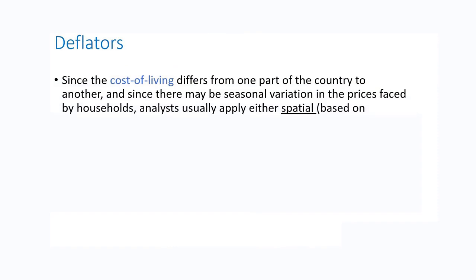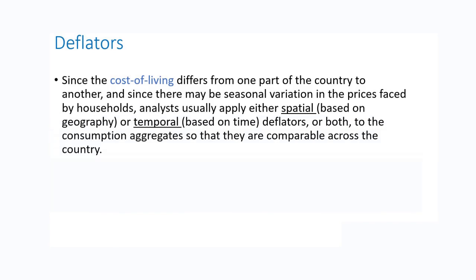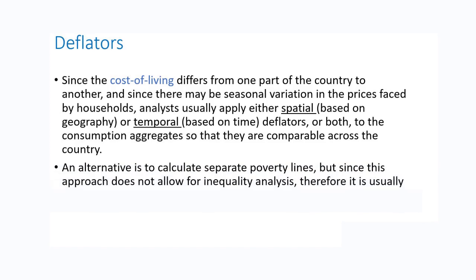Deflators. Since the cost of living differs from one part of the country to another, and there may be seasonal variation in prices faced by households, analysts usually apply spatial, based on geography, or temporal, based on time, deflators, or both, to the consumption aggregates so that they are comparable across the country. An alternative is to calculate separate poverty lines, but since this does not allow for inequality analysis, it is not generally considered international best practice.